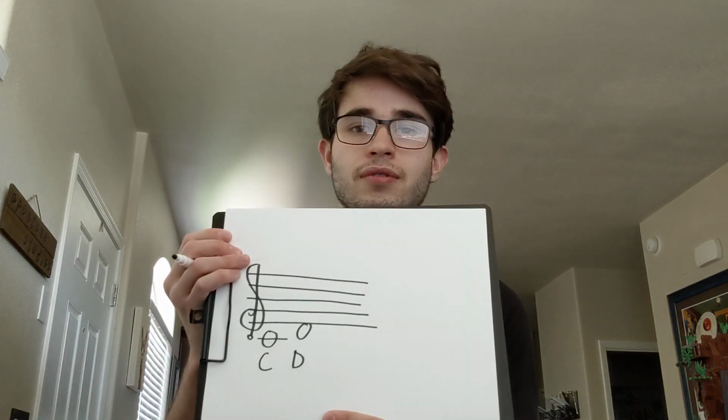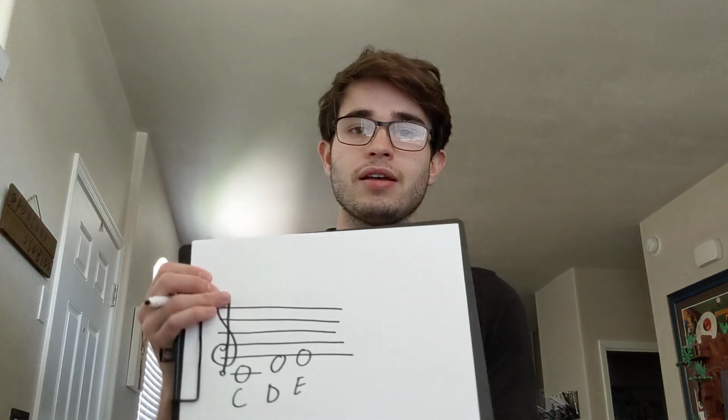Alrighty. On my staff right here, remember, this is called a treble clef. On our first line, we're going to start with our C. Our C goes right underneath, right here. So this is our C note. Right above it, we're going to be transitioning to the D. After that, we're going to go to E. And after that, we're going to go to our F.